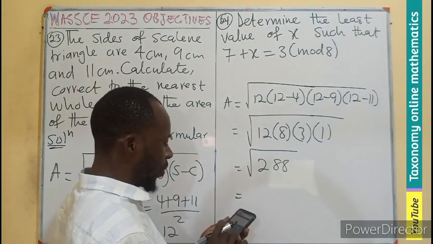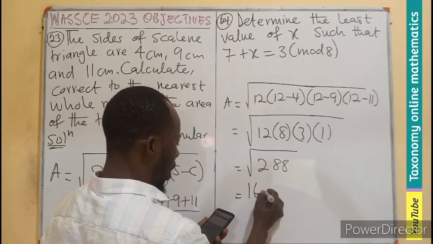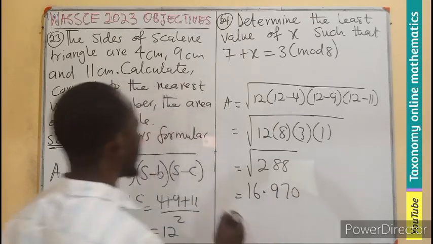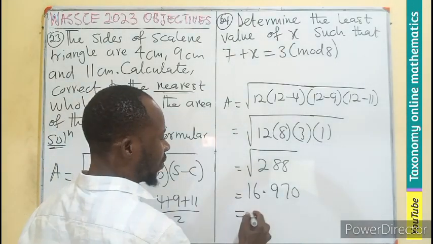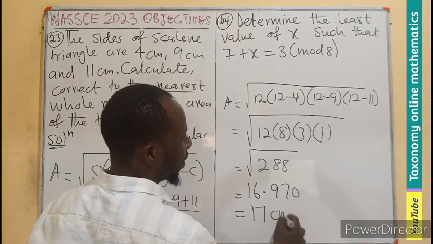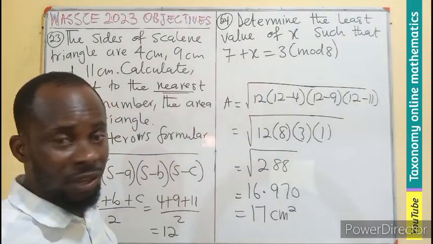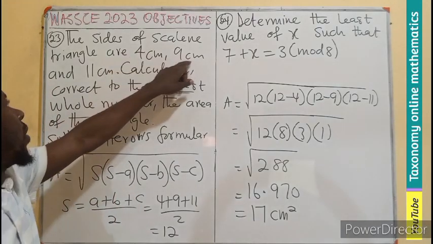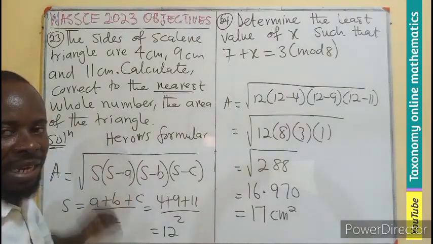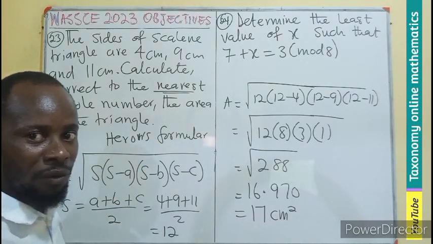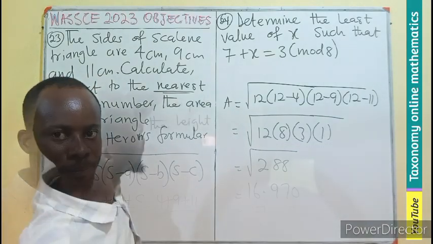And if you put that in your calculator, you're going to have 16.970. But writing your answer to the nearest whole number will mean that we are having 17 centimeters squared as the area of a scalene triangle that has the sides 4, 9, and 11 using Heron's formula. Check it out on how to find the area of all triangles in my video under mensuration 1.